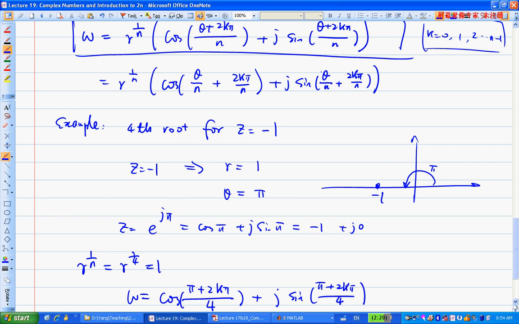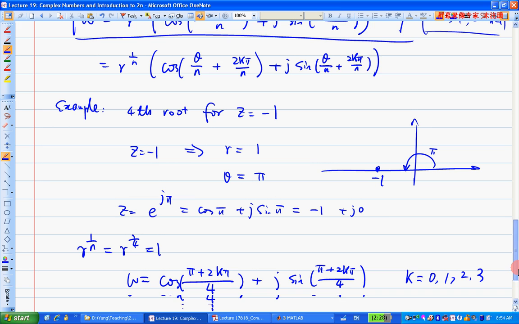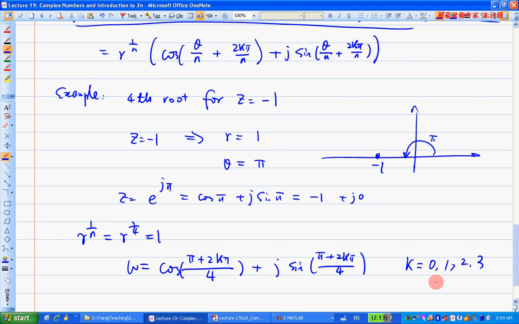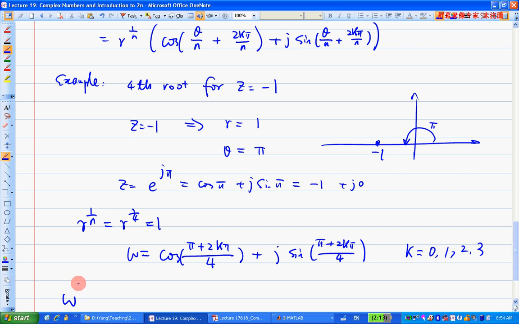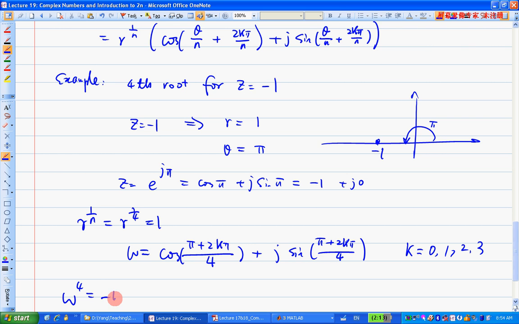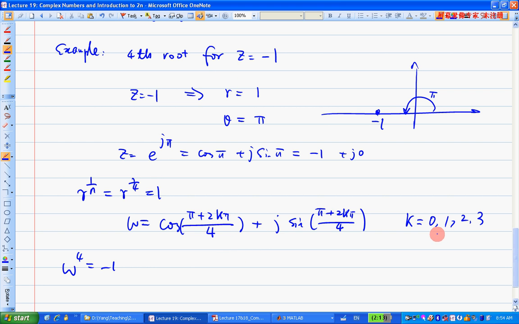And what are the k values? That'll be 0, 1, 2, and 3, up to n minus 1, which is 4 minus 1, 3. So you have basically 4 roots for this complex number. Remember the meaning here: w to the power of 4 equals z. In other words, z here is -1, so w to the power of 4 should be -1. That's what we're looking for. And coming back here, now we have the formula.